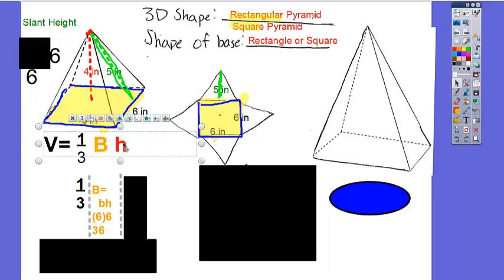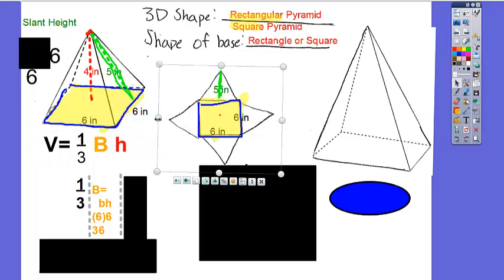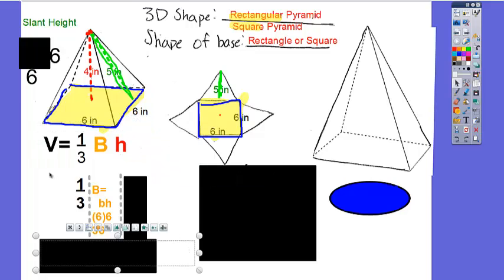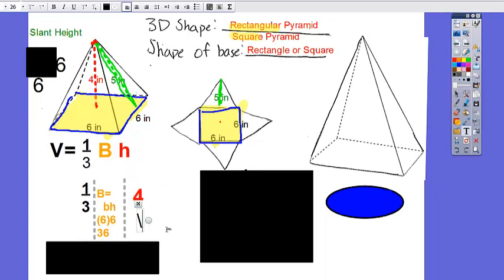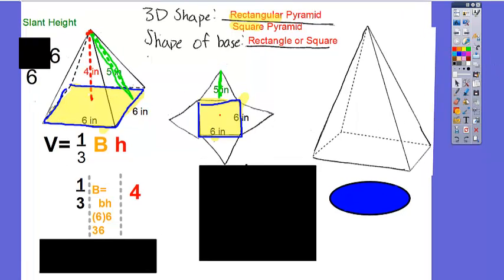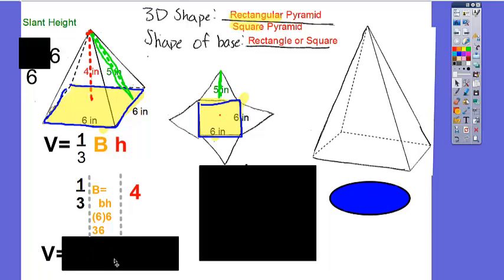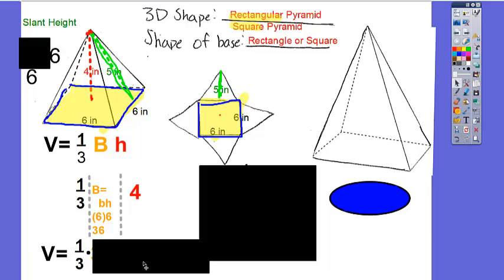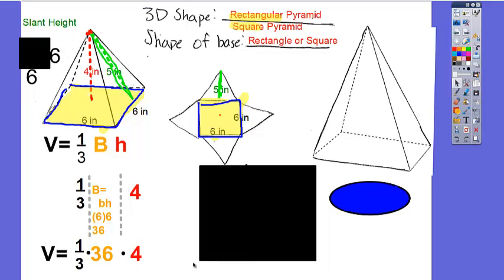So unlike on surface area, when we do the slant height, the volume doesn't use the slant height, it uses the actual height because that's the distance in the middle of the shape, and we're filling up the middle of the shape, not the edges of the shape. So my height is 4. Notice on your net, the height isn't even labeled. So when we go to plug that all in, we're going to put volume equals 1/3 times 36 times 4.